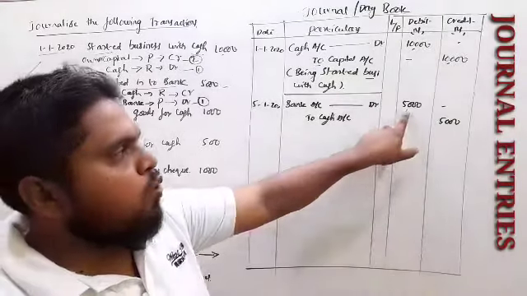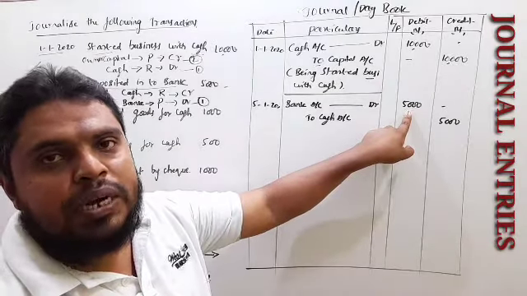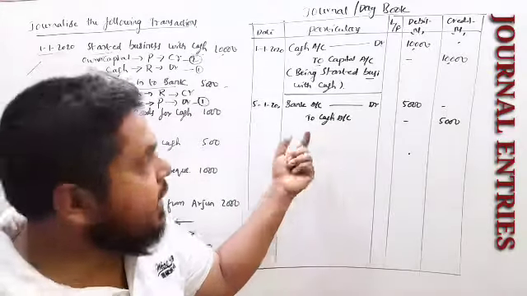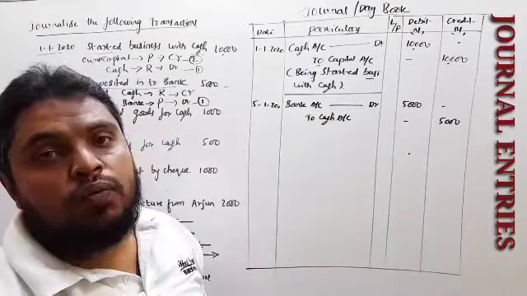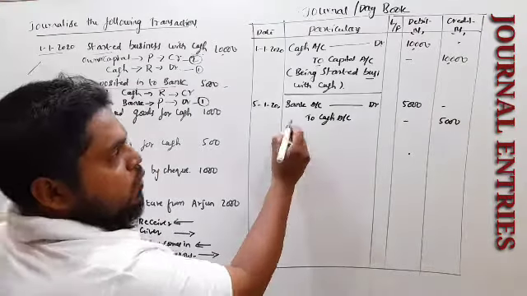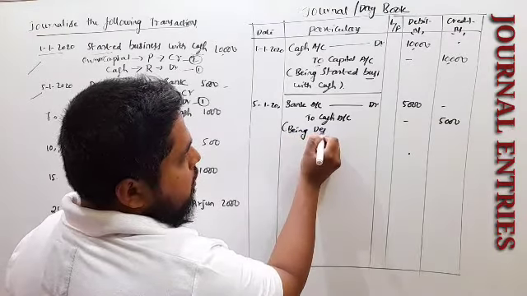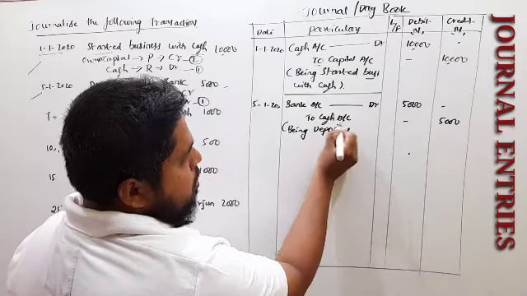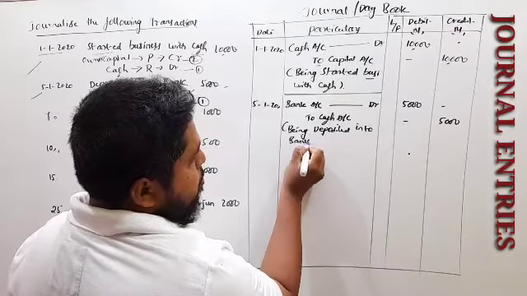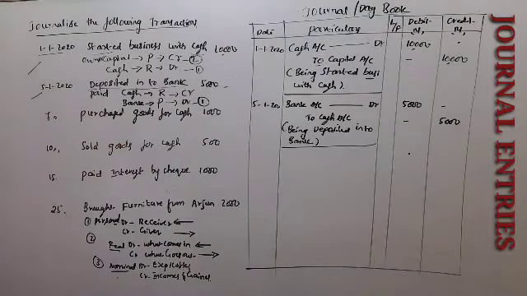So debit equals credit and credit equals debit. This is the accounting equation concept. This is called an entry. For this entry, we have to give narration, that is, the explanation of this entry. So narration: being deposited into bank. Deposited into bank.